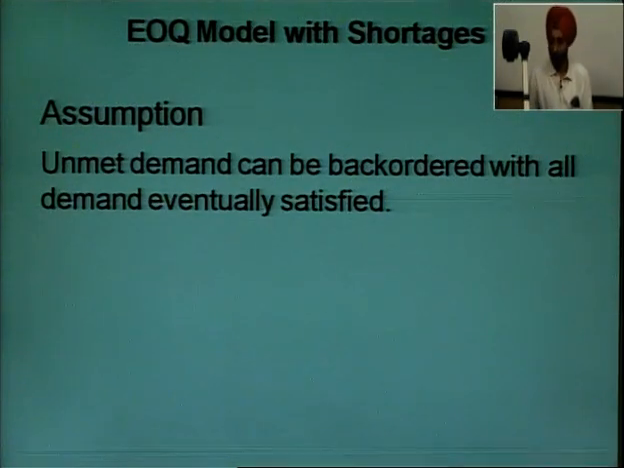Now, moving to the third model. In case of the third model, this is the model with shortages. Here we have the underlying assumption that whatever shortage we receive is back ordered.